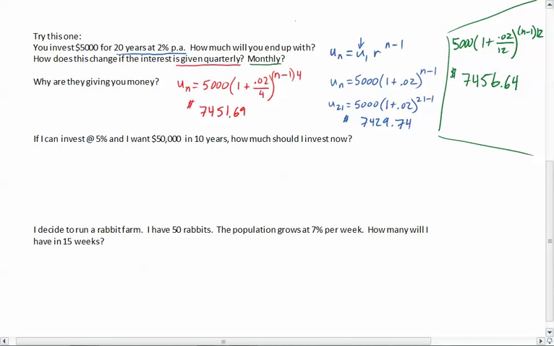And that's how I got the answer. Now, I would like for you to try this one by yourself. Please note that 50,000 is not what I start with, it's what I'm ending with. Okay, so try this out by yourself, and then I'm going to show you how to do the rabbit one.